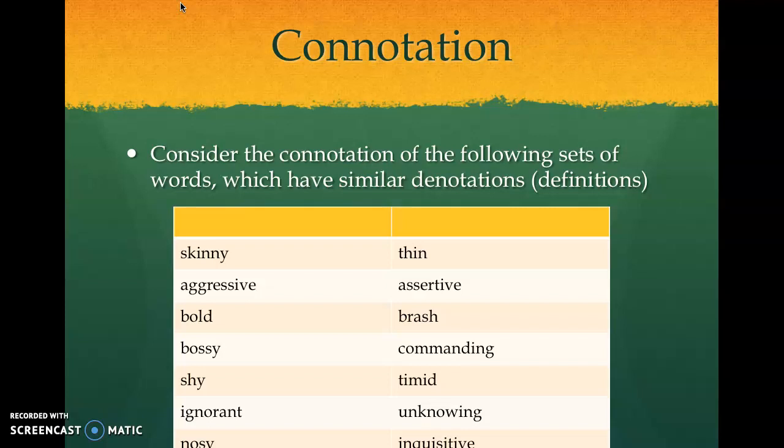Ignorant and unknowing, I would say ignorant has a negative connotation, whereas unknowing just means you simply do not know something. It's a neutral connotation. There's no positive or negative feelings associated with that word. And then finally, nosy and inquisitive. Inquisitive means you're curious, you want to know what's going on, you're poking around for something, right? But nosy, on the other hand, is a negative connotation. It means roughly the same thing as inquisitive, but its connotation is negative. So connotation is just something to be aware of as you write, and this concept will come into play as we do our writing assignments this week.